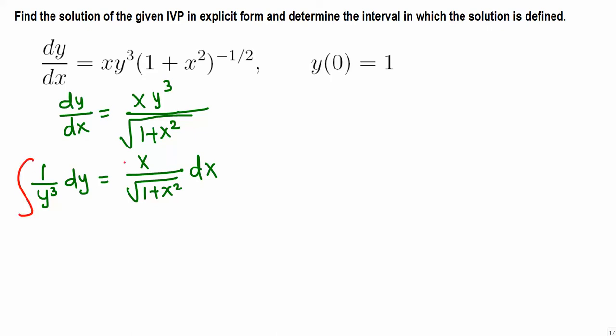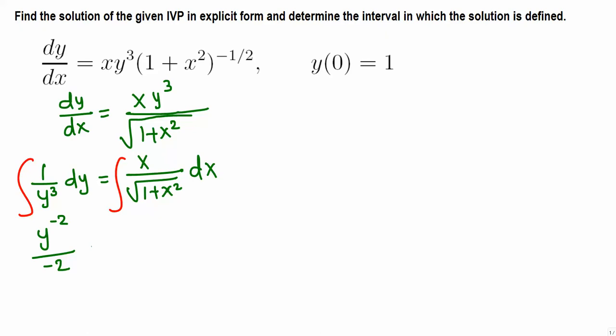Next we integrate both sides. 1 over y cubed, move this to the top, this becomes y raised to negative 3 dy. Use the power rule, so y to the negative 3, negative 3 plus 1 is negative 2, over negative 2.